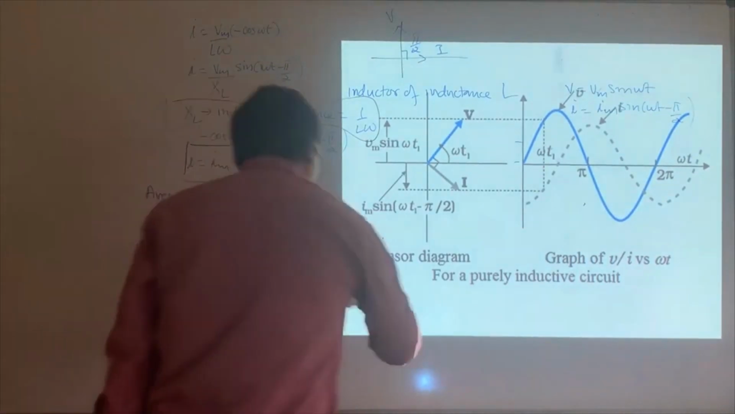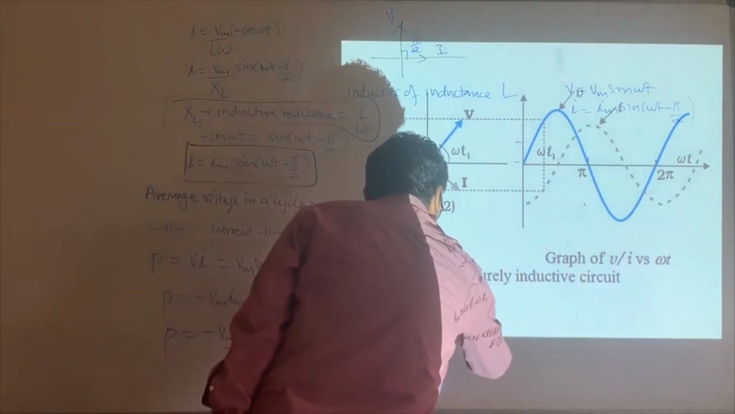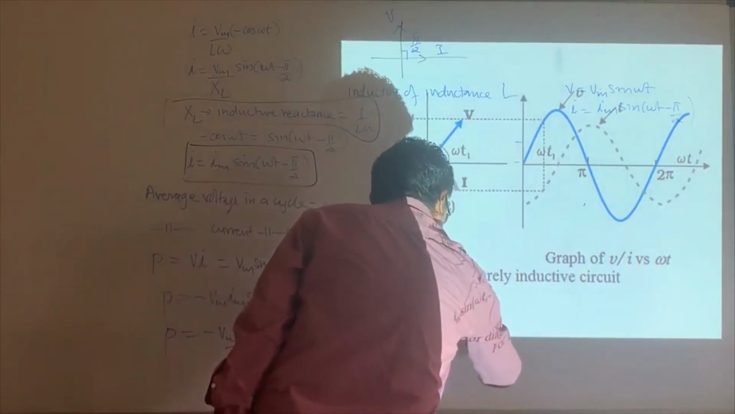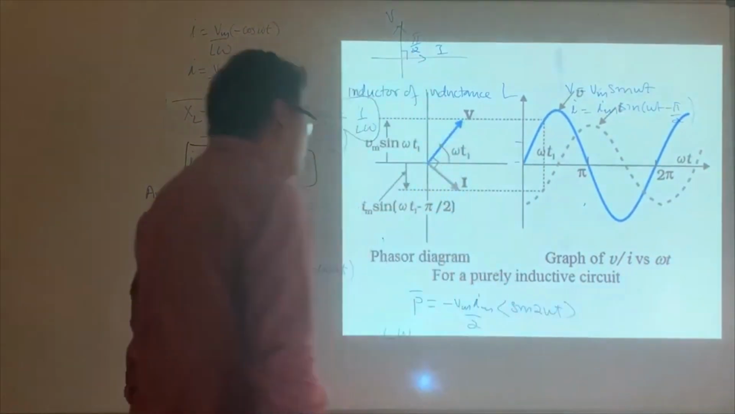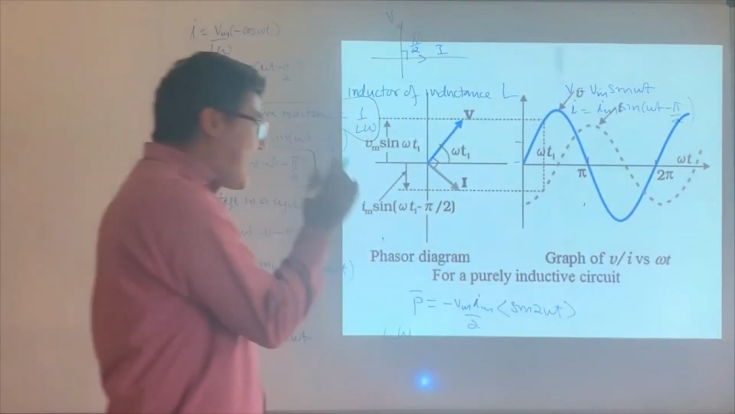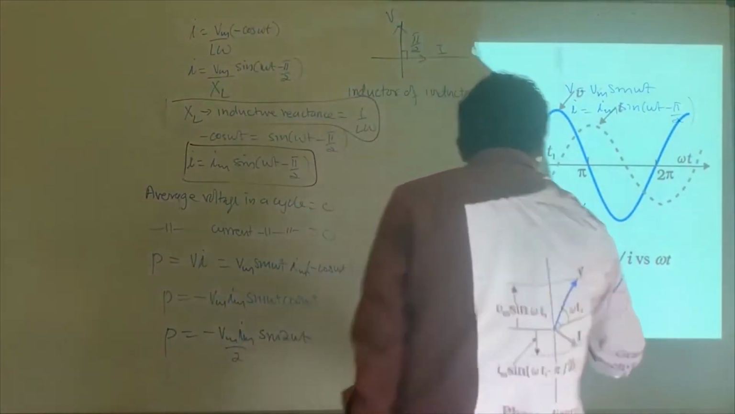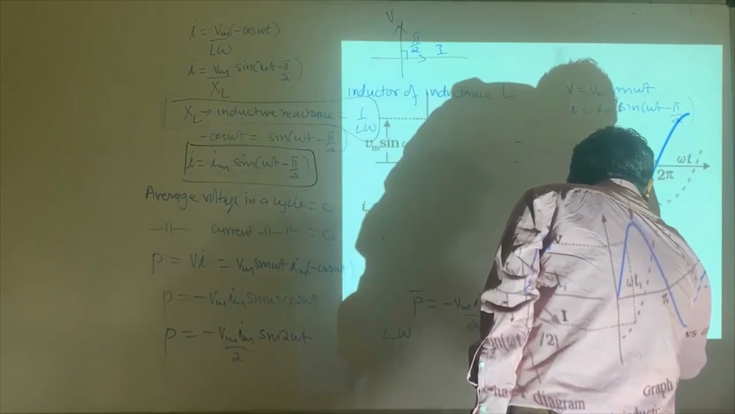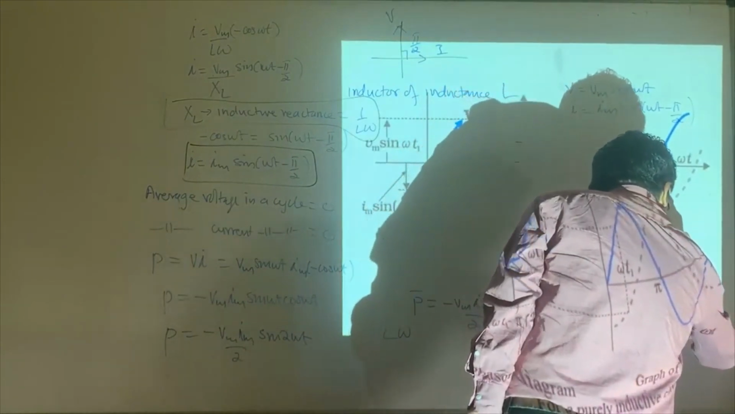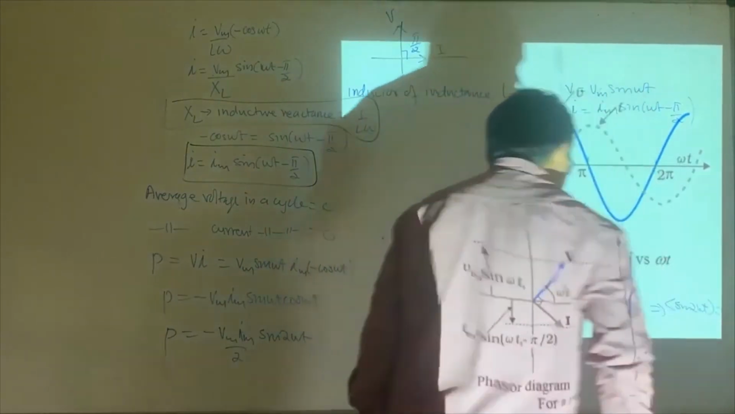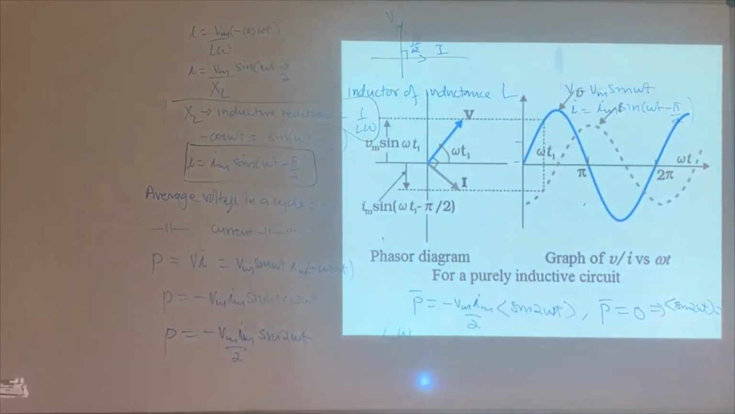The average power is given by minus Vm Im divided by 2 times the average of sine 2 omega t. What is the average of sine 2 omega t? The average of any sine or cos function over a cycle is 0. So the average of sine 2 omega t is 0, and therefore the average power becomes 0.